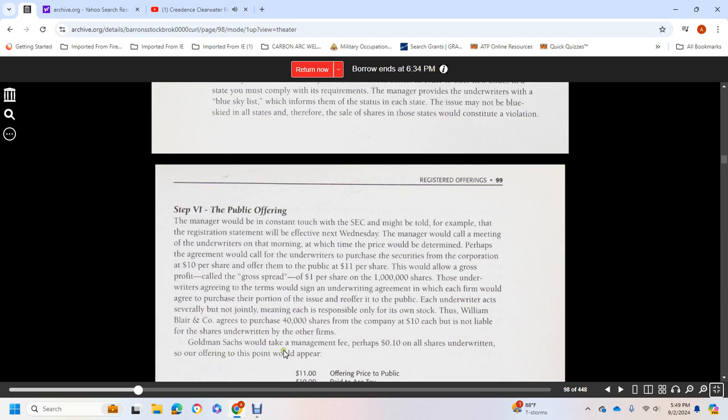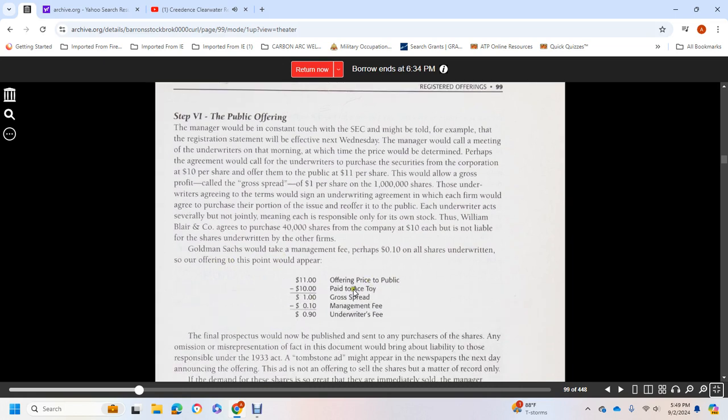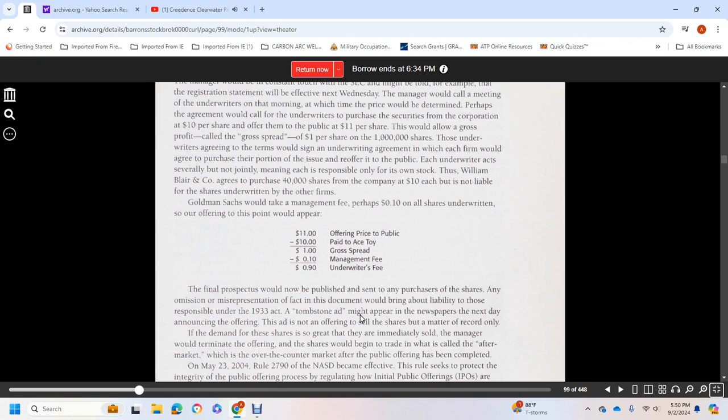Goldman Sachs would take the management fee, perhaps 10%, or 10 cents on all the shares underwritten. So the offering at this point would be: offer price to the public, paid to Ace Toy, gross spread $1, management fee 10 cents, underwriter's fee 90 cents.